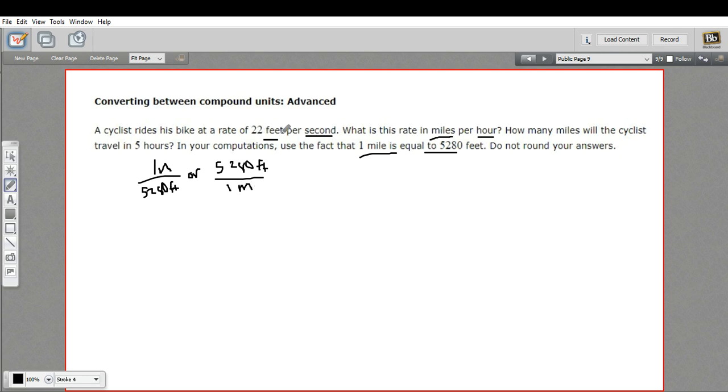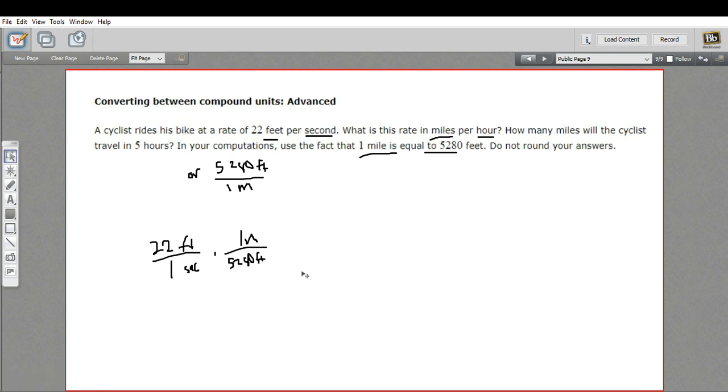So let me start setting up our problem. 22 feet per second. And I think I'm just going to put this over 1 and put the second on the bottom here. Now, because we have feet on top here, we need to choose the one that has feet on the bottom so that they'll cancel. So I'm going to grab this guy. So that leaves us then, after the feet cancel, with miles, and that's what we want. So if I were to carry out this calculation, what I would have is miles per second.